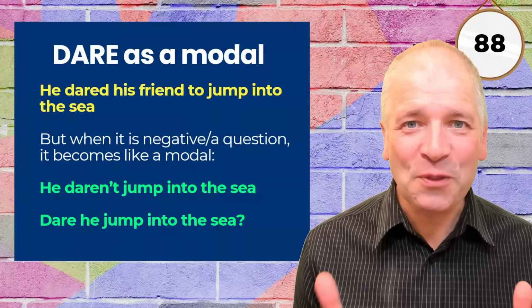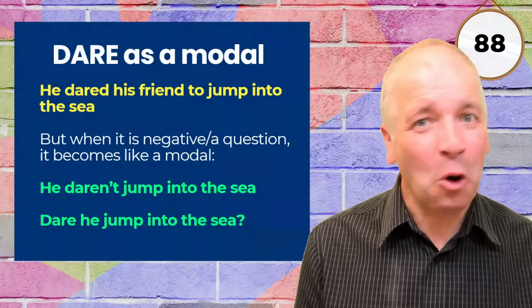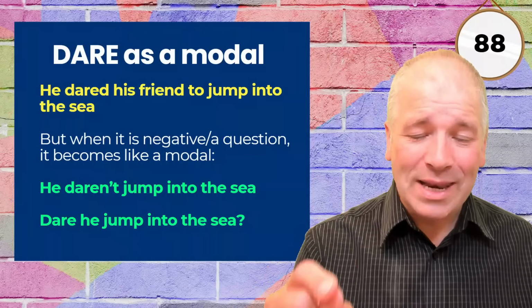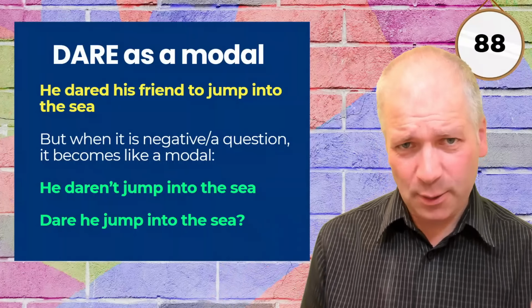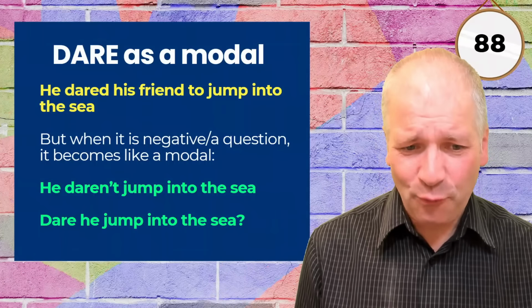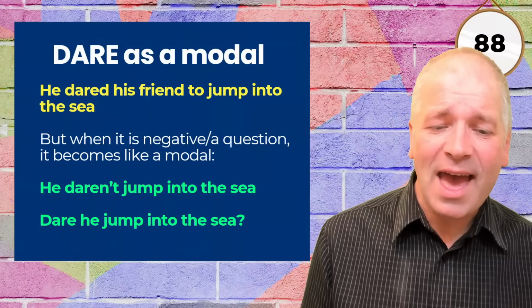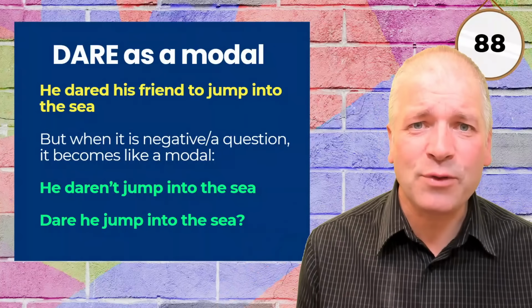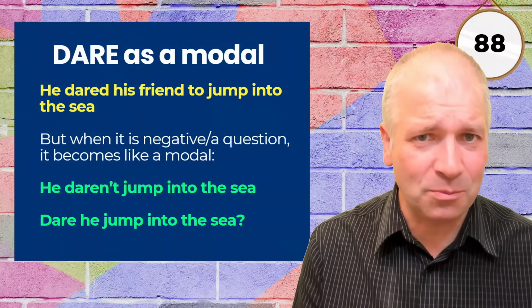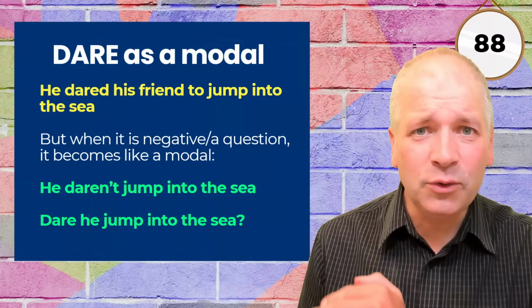Now, we don't often think of dare as being a modal, and when it's in normal sentence form, it's not. But when it's a negative or a question, it becomes like a modal. So in sentence form, he dared his friend to jump into the sea. Typical rules are followed. Dare is a verb, and if you want to follow it with another verb, you have to add to plus infinitive, which many verbs do. But in the negative form, the to disappears.